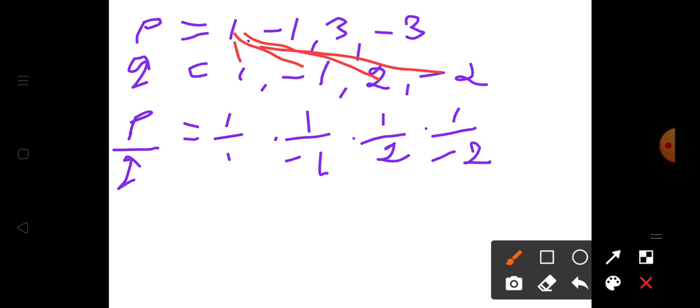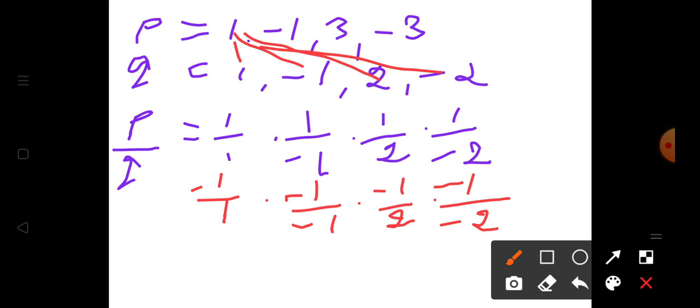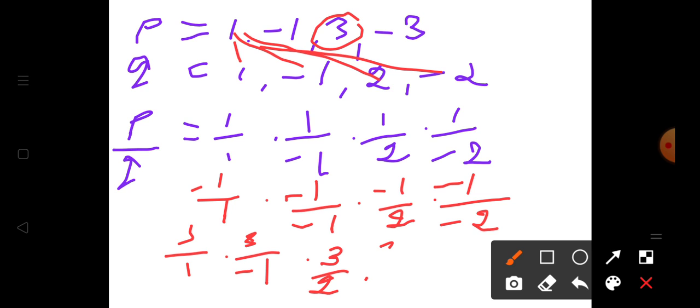Now we take the other value, minus 1: minus 1/1, minus 1/(minus 1), minus 1/2 and minus 1/(minus 2). Next we take the p value 3: 3/1, 3/(minus 1), 3/2, 3/(minus 2). And last we take minus 3: minus 3/1 and minus 3/(minus 1).